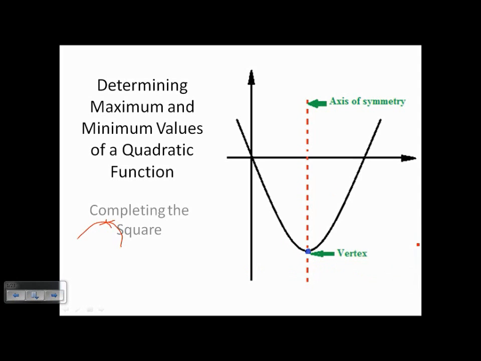The point at which the parabola changes direction from, in this case, decreasing on this side to increasing on this side, where it changes, is the vertex. This vertical line is called the axis of symmetry. It's the axis of symmetry because if you put a mirror along that line, the parabola would look the same on both the left and the right-hand side.